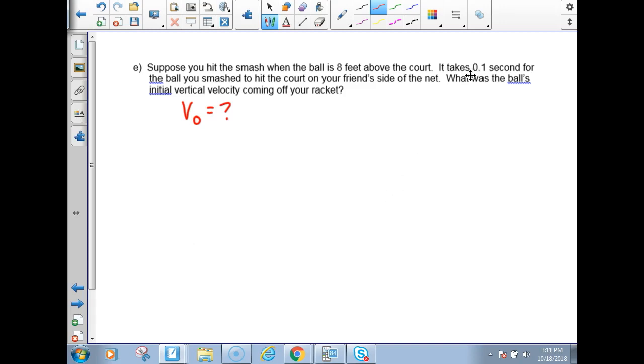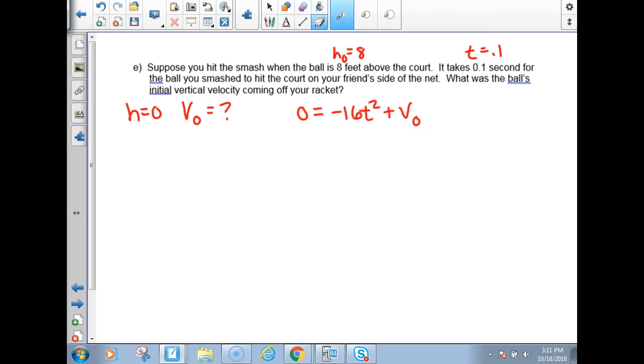Okay, what do we know? We know the initial height is 8 feet. What's this? 0.1. It's a time value, t. Okay, so let's fill in the equation. So what's the height going to be when it hits the ground on the other side? So our h is 0. Our h sub 0, or our initial height, is 8. So 0 equals negative 16t squared plus, I don't know v sub 0. Oh, I forgot to plug something in. I need to replace my t with 0.1. Okay, and I need a 0.1 there, and then I need plus 8 at the end.